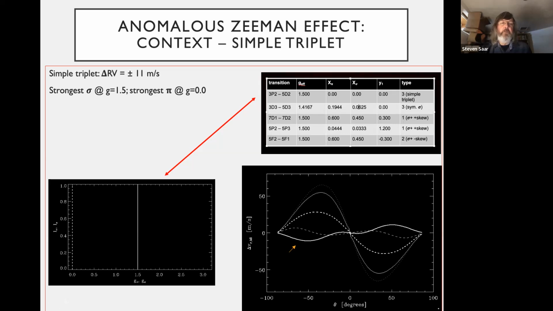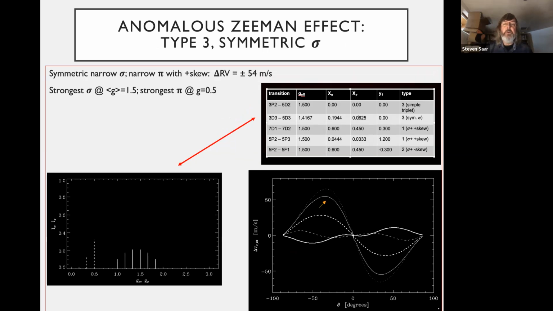it's a simple triplet. So the strongest sigma component is at the G of 1.5, and the strongest pi is at line center at G of 0. Okay, well, let's look at another with a different pattern. Here, this one has a slightly lower G effective, but it's pretty close.